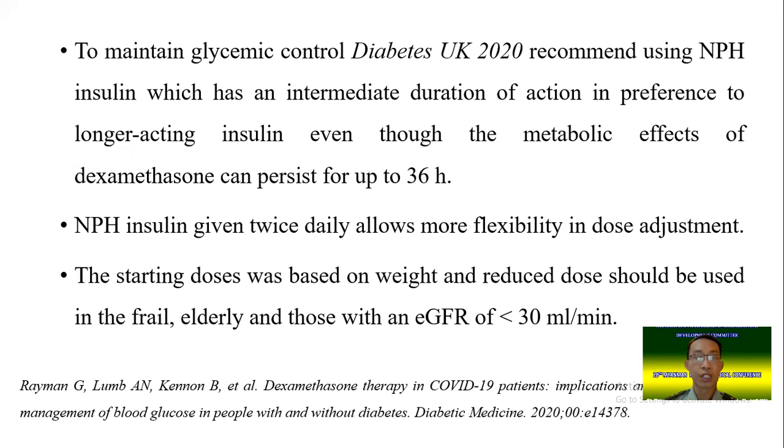Diabetes UK 2020 recommends NPH insulin as the preferred insulin for the metabolic effect of dexamethasone. NPH insulin allows more flexibility in dose adjustment. The starting dose is based on weight, and a reduced dose should be used in the elderly and those with eGFR less than 30 ml per minute.